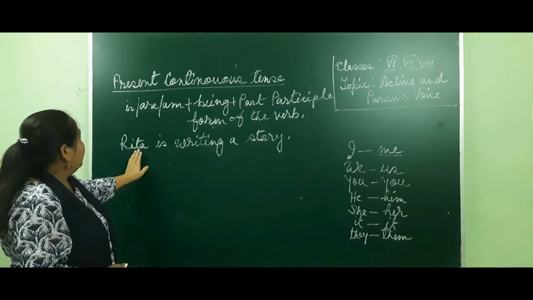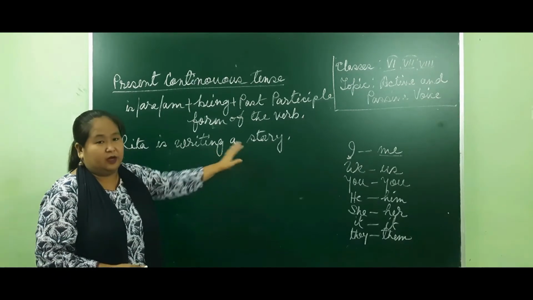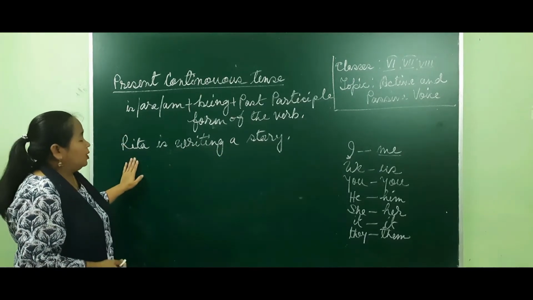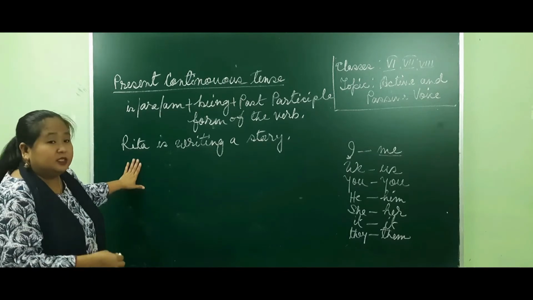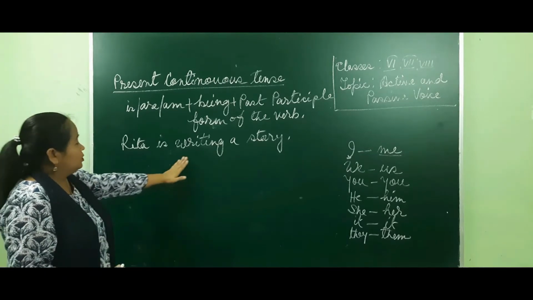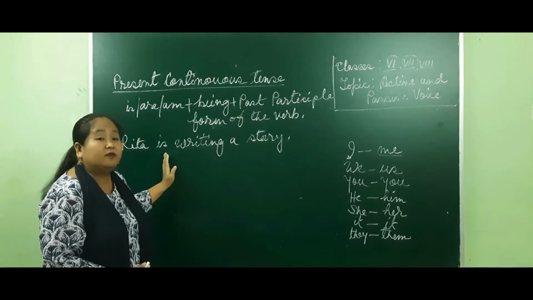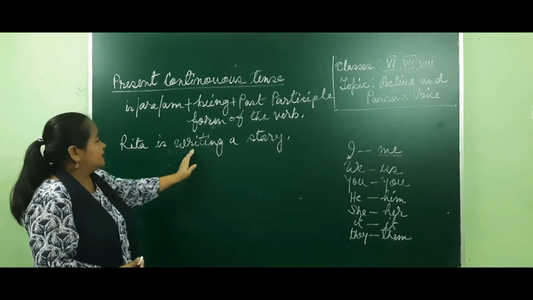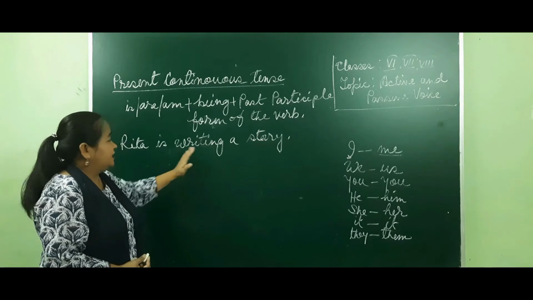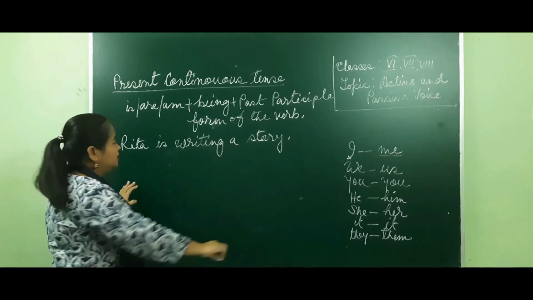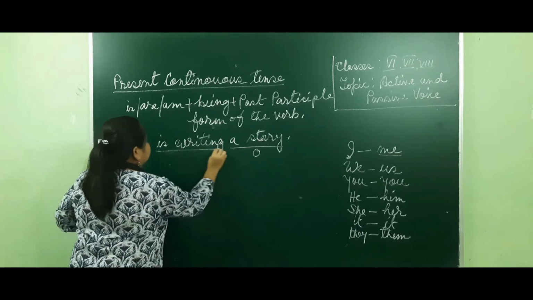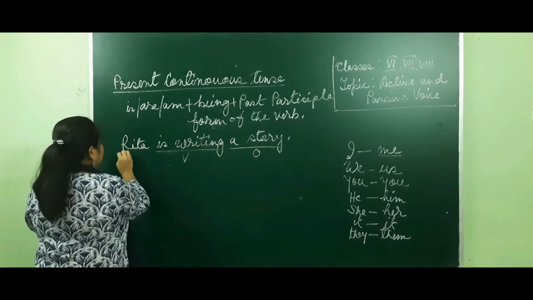Okay, so here, Rita is writing a story. This is present continuous tense. So what we do is change it into passive voice. First of all, we have to find the object of the verb. Rita is writing what? A story. So the object is a story. This is an object, this is a verb phrase, and this is the subject.